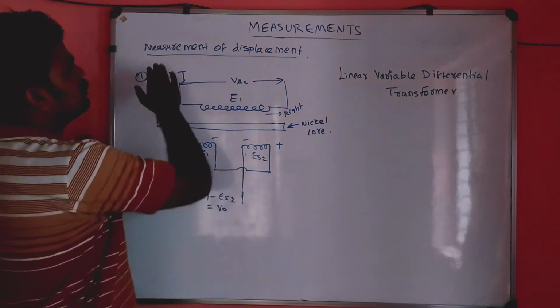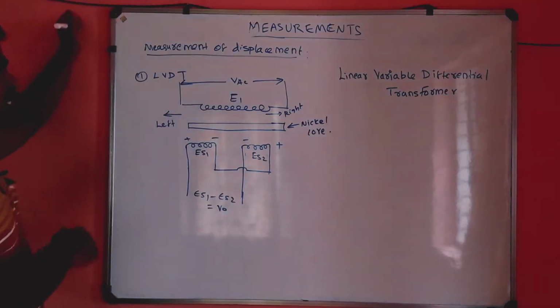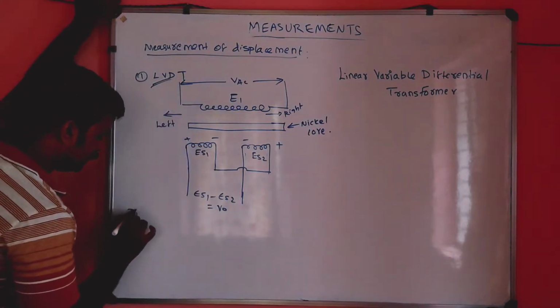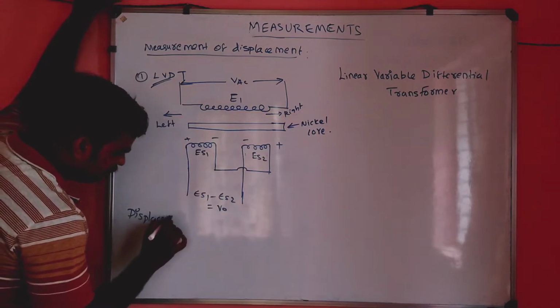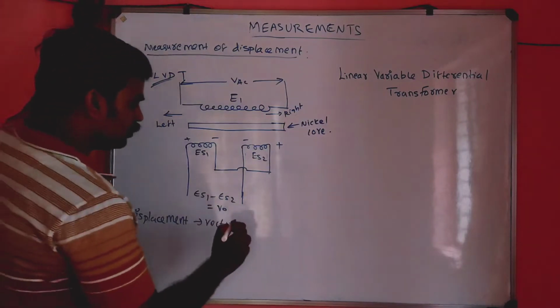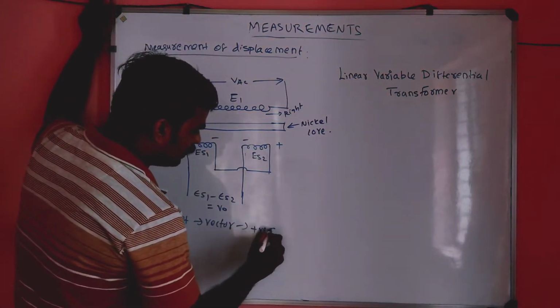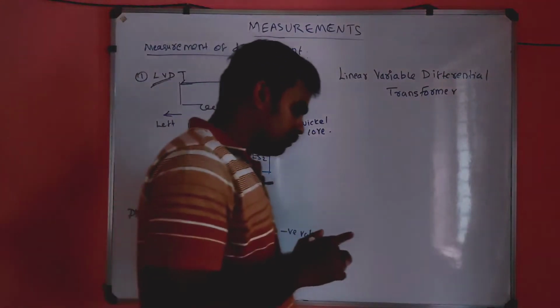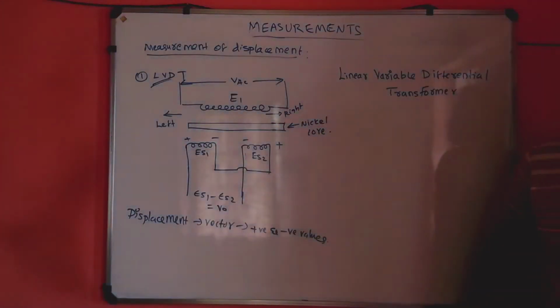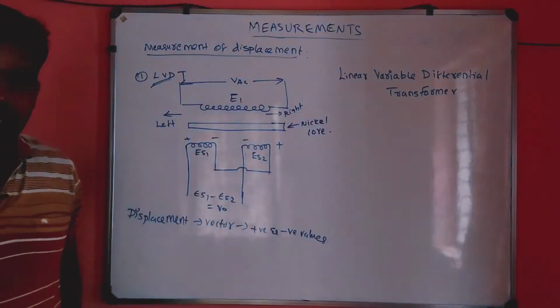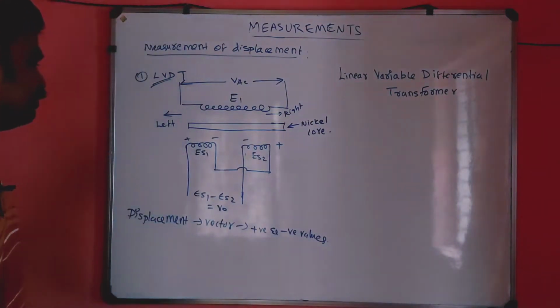So this is used for measuring displacement. Displacement is a vector quantity, my dear. Am I right? Displacement is a vector. It has positive and negative values, correct? Vector means it has both positive and negative direction. Its magnitude will be positive as well as negative. Both will happen. So that is the vector quantity.